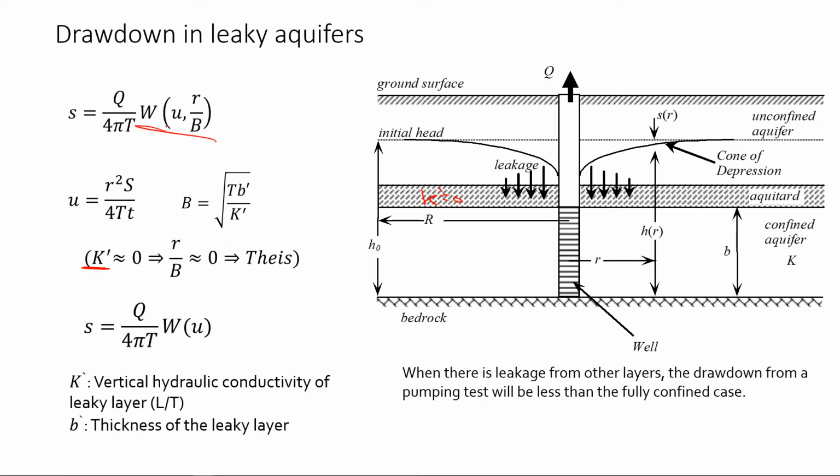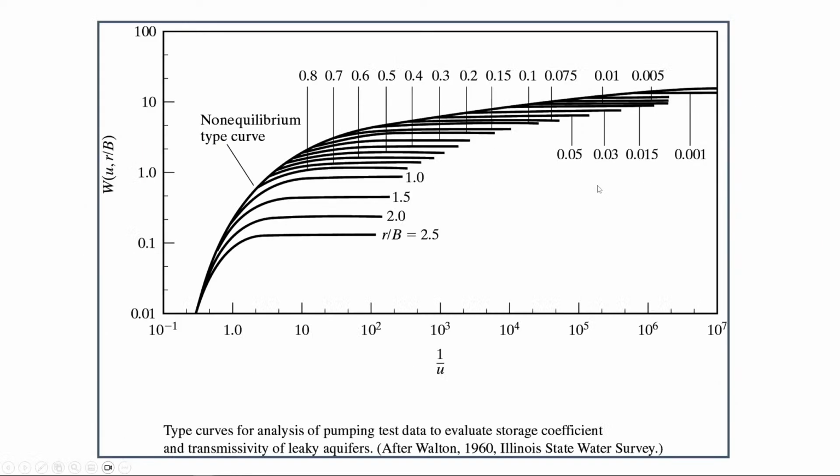Otherwise you will get this well function here. Okay, but what is this well function? How does it look? Well, let me show you. It looks something like this. So this is your r over B. Here you have high leaking, and here is when r over B approaches 0. That would be the Theis solution.